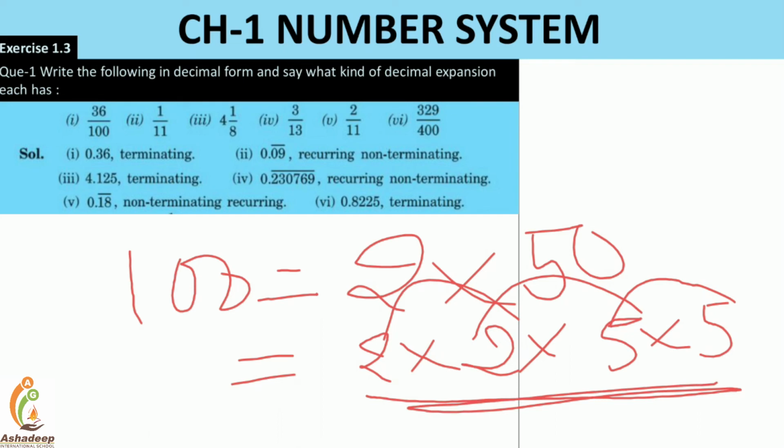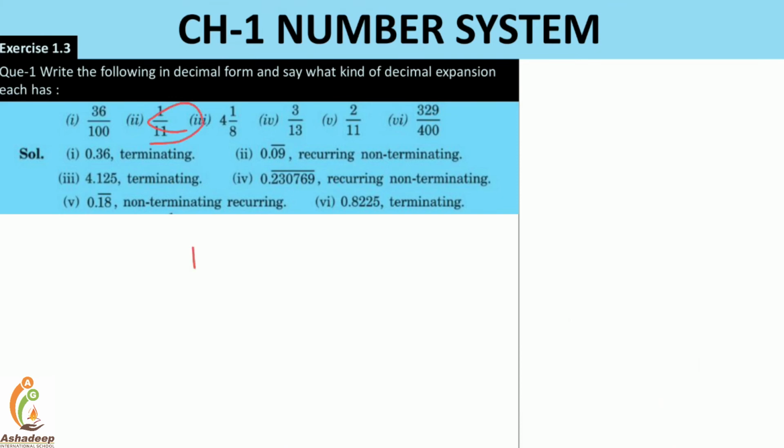If the number is only a multiple of 2 and 5, then it is terminating. That is why it is terminating. Okay, now let's move ahead. 11. It is not a multiple of 2 and 5. That is why it is non-terminating recurring. That is why it is 1/11. Where is 1/11? Here. So this is the answer, 0.09 bar. So it is non-terminating, recurring.